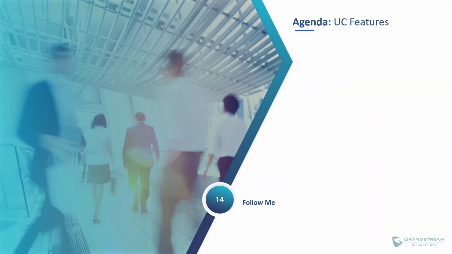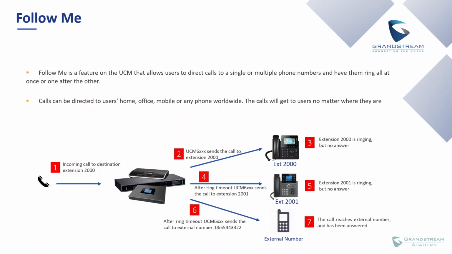And then we're going to talk about the Follow Me feature. The UCM offers a feature called Follow Me, which allows users to direct calls to other phone numbers and have them ring all at once or one after the other. Calls can be directed to users' home phone, office phone, mobile, etc. The calls will get to the user no matter where they are.